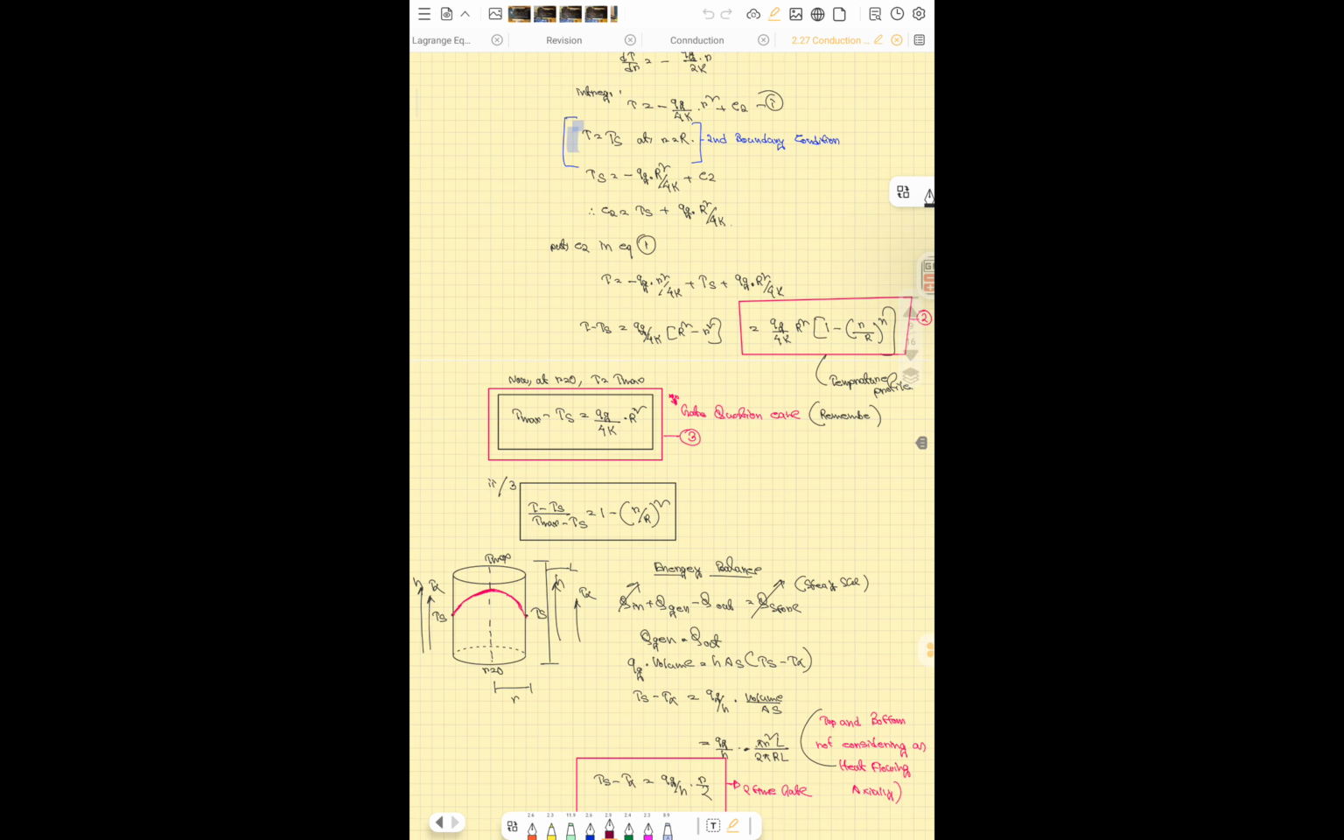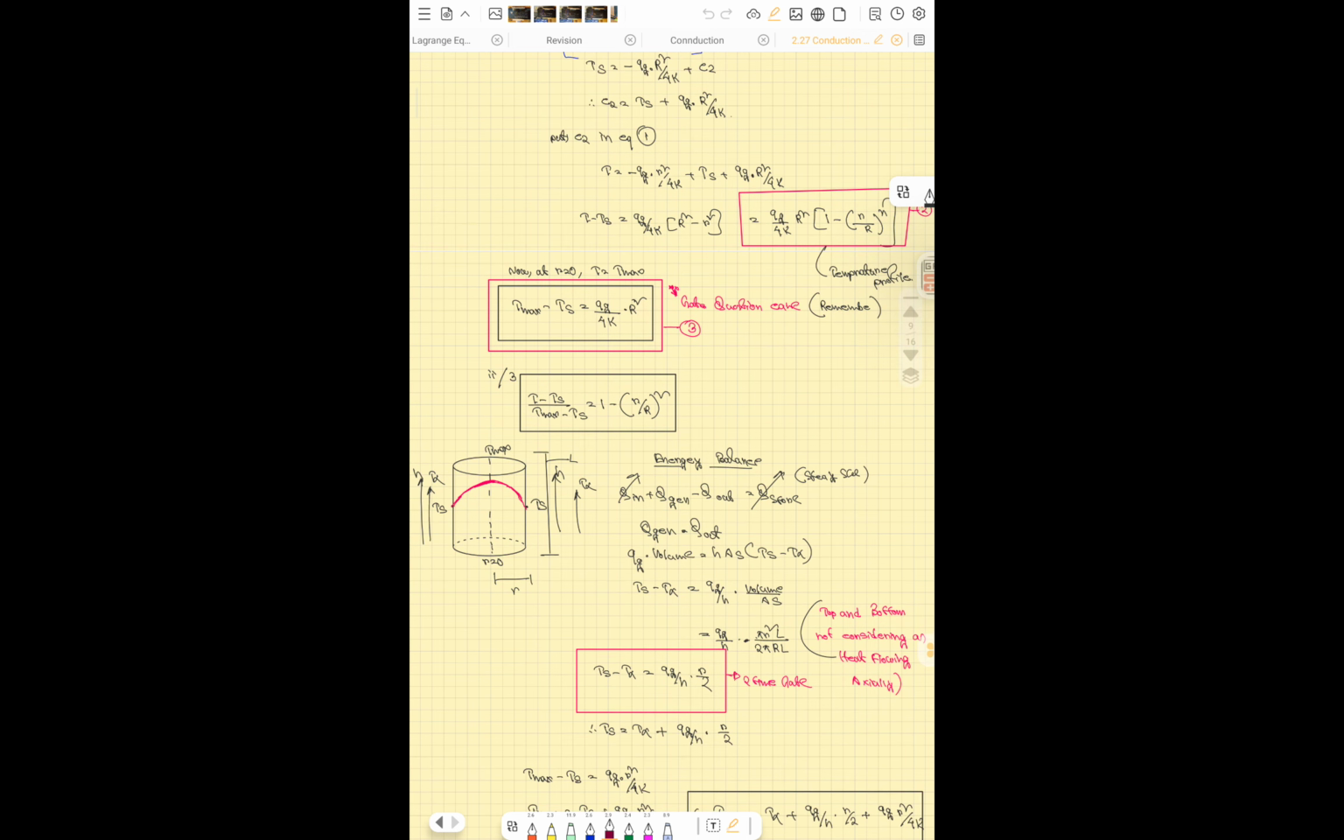Sometimes it is worth remembering that at r equal to 0, T equals Tmax, and the maximum temperature difference Tmax minus Ts is qg by 4k into R square. That is the maximum value. Then, by energy balancing, the main formula that is very important is Ts minus T infinity equal to qg by h times the volume by surface area.